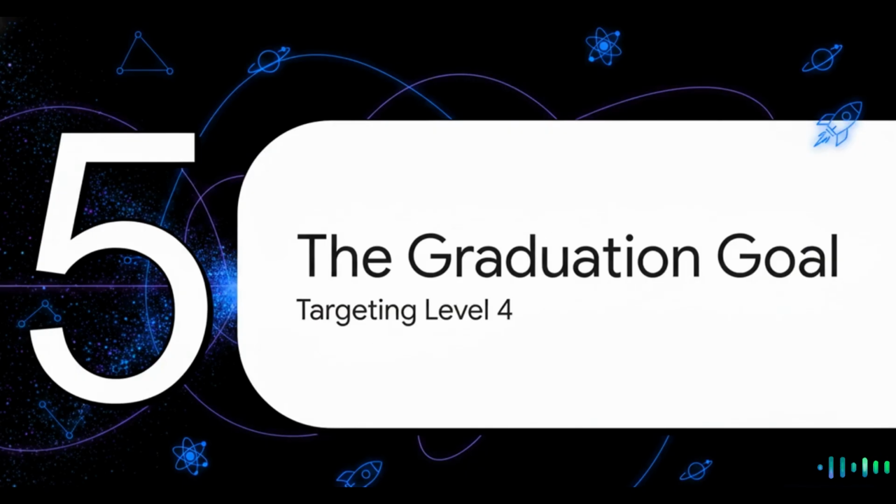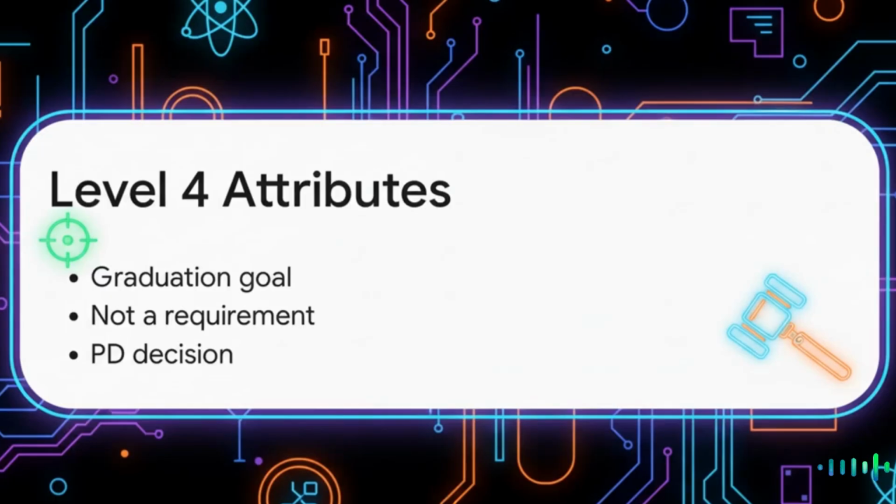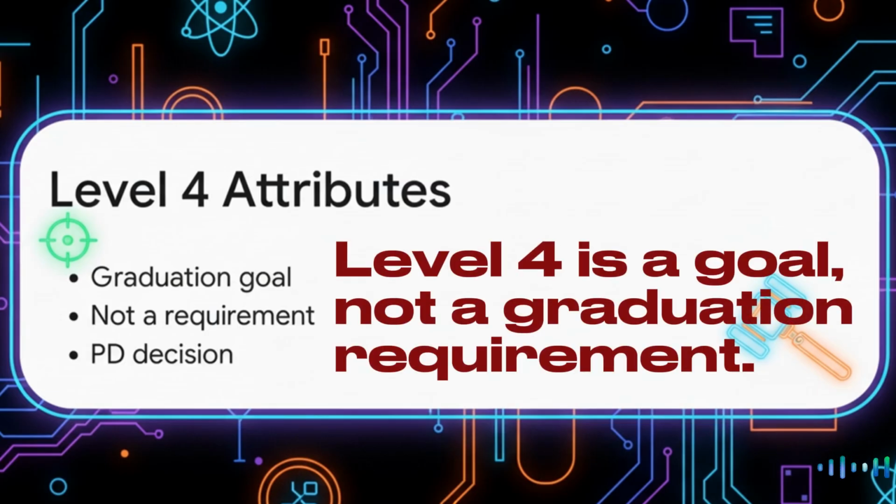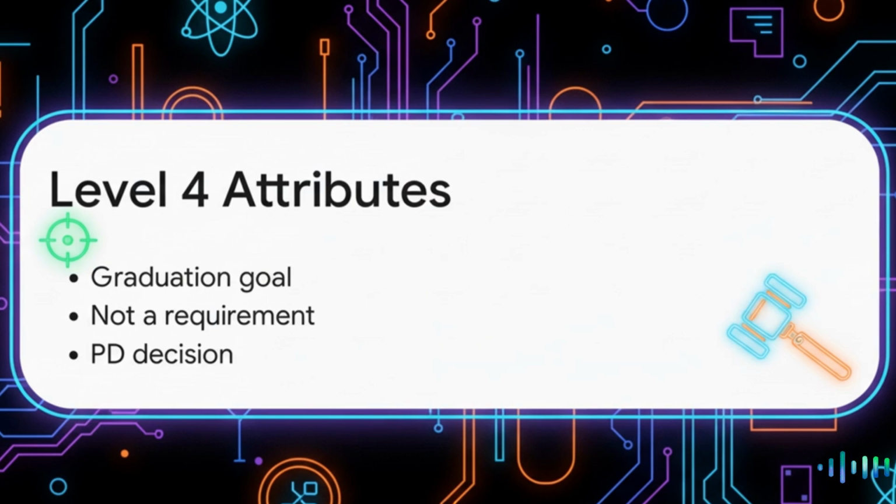Which brings us to our final part, Section 5, reaching the graduation goal. So, hitting level 4 is your graduation goal. Reaching this mark across your competencies essentially means you are fully equipped for independent, unsupervised practice. But, and there's a really important caveat here, level 4 is a goal. It does not represent a strict graduation requirement. The ultimate final decision about your readiness for unsupervised practice always remains the purview of your program director. They use these milestones to guide them for sure, but they make the final call based on your holistic performance.